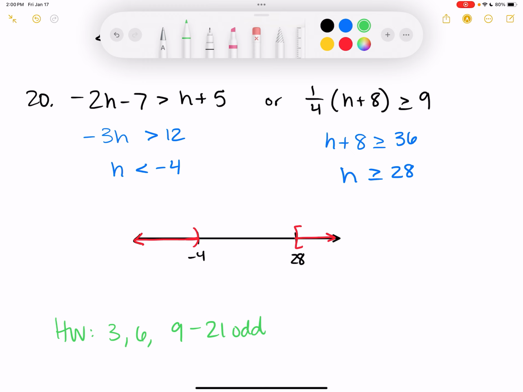All right, we have an answer. What do we get? H is less than -4 or H is greater than or equal to 28. Do we agree? Talk slower so we know. Okay, on the graph, what's happening? What does it look like? Parentheses left, bracket right. Yeah, that's what we got.